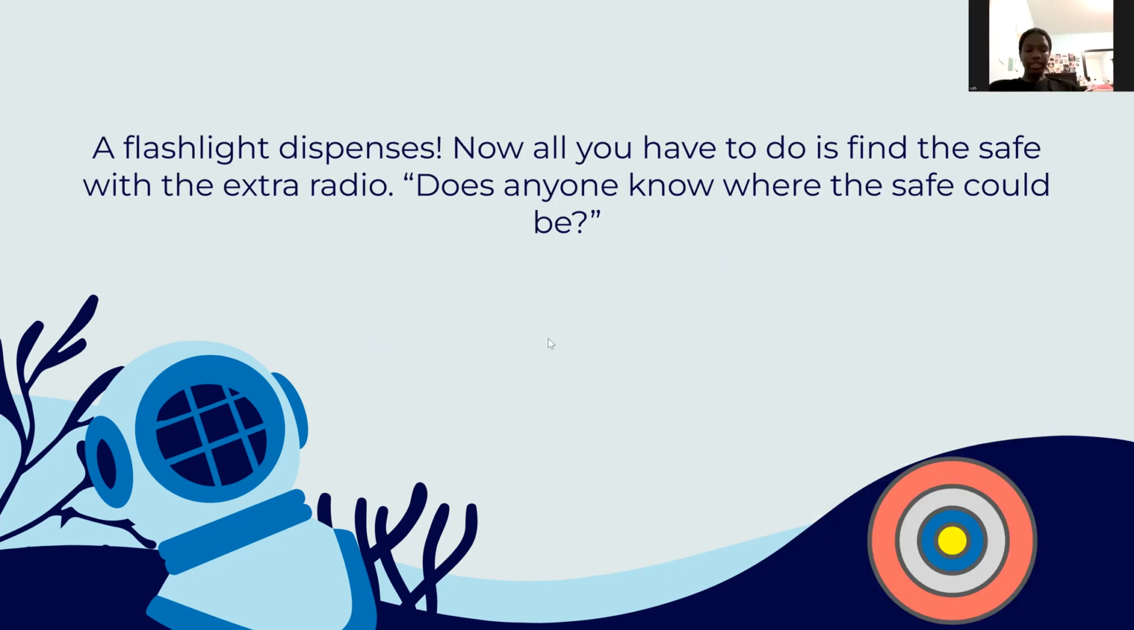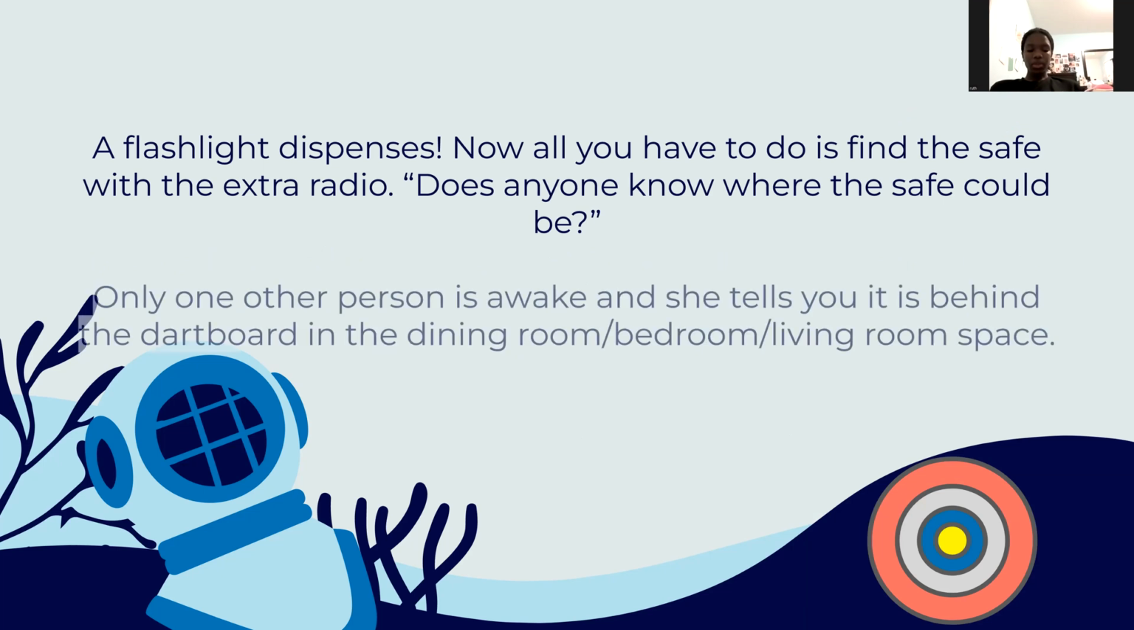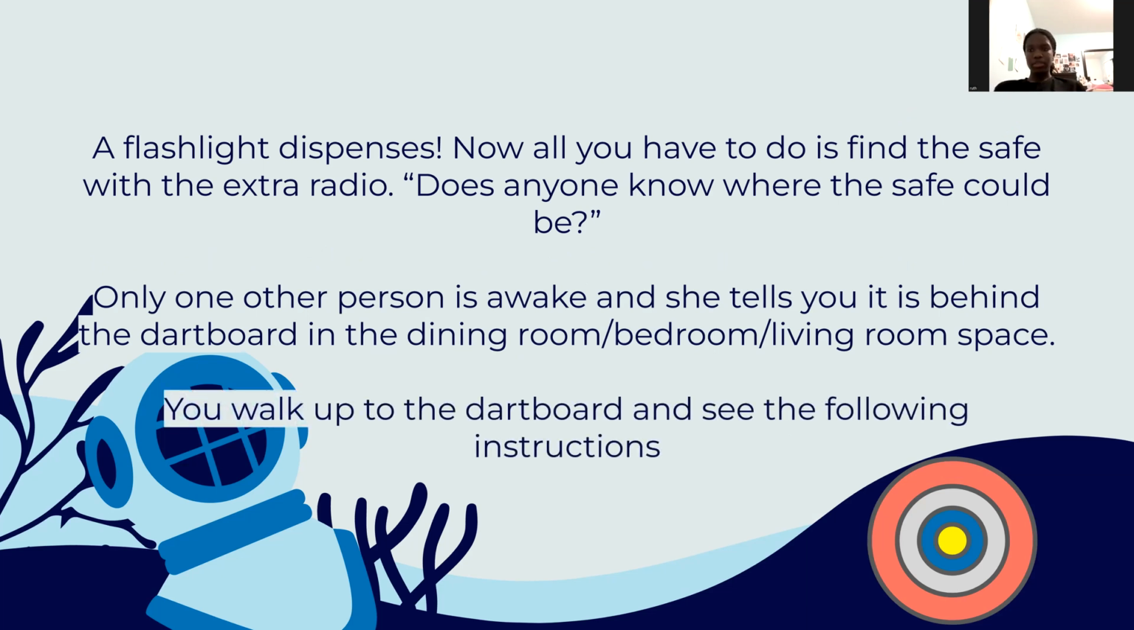A flashlight dispenses. Now all you have to do is find the safe with the extra radio. Does anyone know where the safe could be? Only one other person is awake, and she tells you it is behind the dartboard in the dining room, bedroom, living room space. You walk up to the dartboard and see the following instruction.